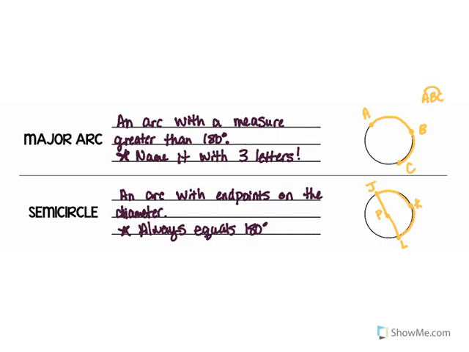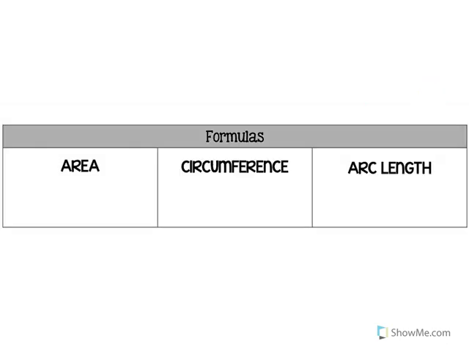So we are going to say this is arc JKL, and that would be a semicircle, which is just half of a circle. Now, the last thing we're going to do is write down a couple of formulas that you're going to have to use pretty frequently in this unit. Please make sure you have these written down. This is part of what you have to turn in.